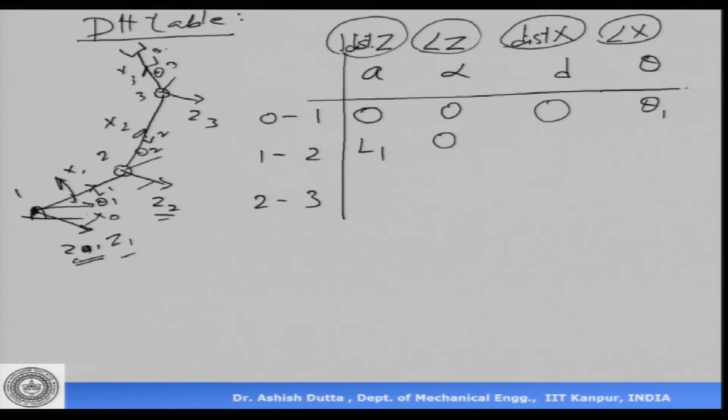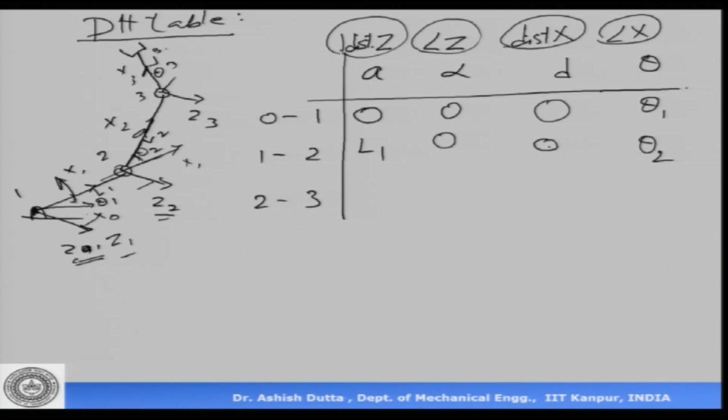And what is the distance between the x axes? Now, if you look at x1, x1 is along this direction, this is my x1 if I extend it, okay. x2 is along this direction. So, what is the angle here between x1 and x2? The angle between the x's is theta 2. Okay. Now, x1 and x2 are intersecting at that point, and hence there is no distance between them, it is 0.